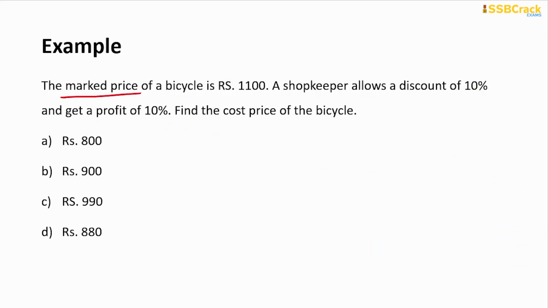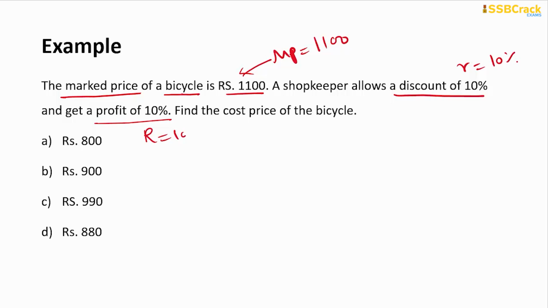The mark price of a bicycle is rupees 1100. So we know the MP, so it's obvious that the question will be to determine the CP. A shopkeeper allows a discount of 10%. So this is the value of small r, right? And gets a profit of 10%. So that is the value of capital R. And we shall find what? The cost price of the bicycle.